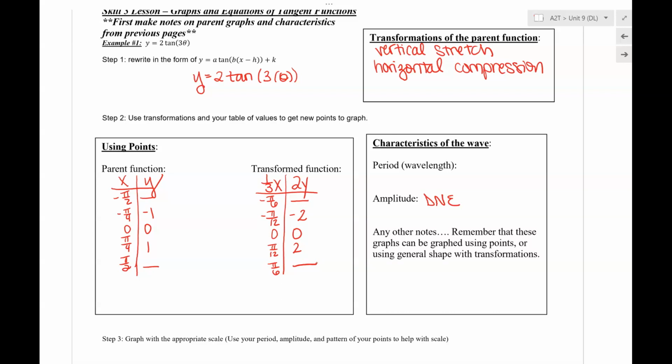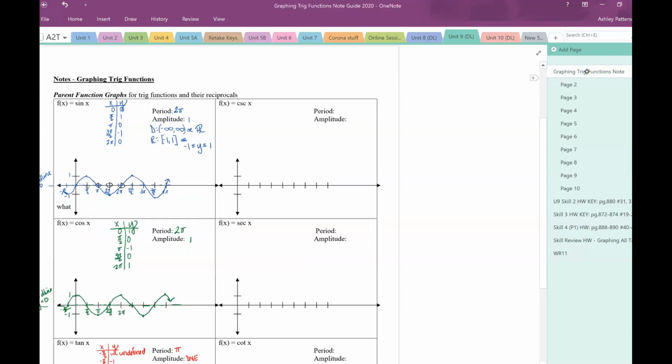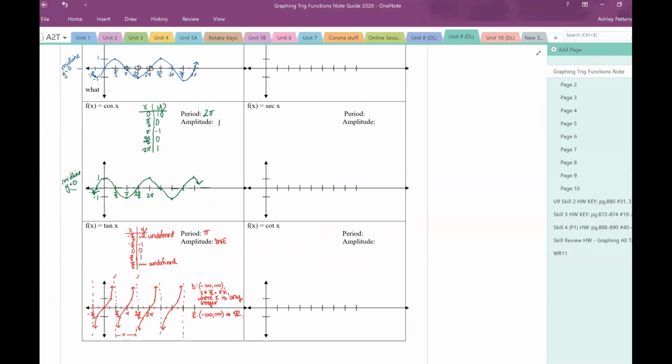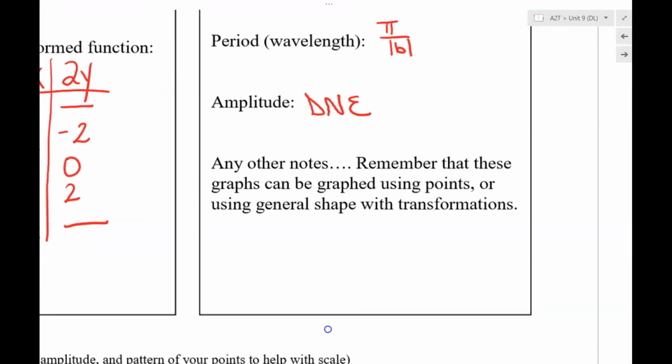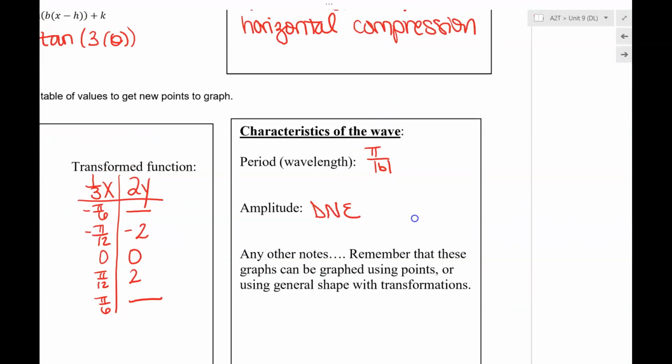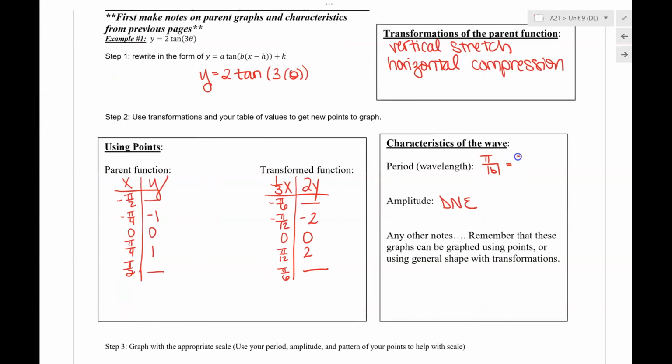Okay, for the period, it is pi over the absolute value of b. Remember, if you look at the functions, tangent is a lot shorter for it to repeat versus cosine takes that length and sine takes that length. Okay, so it's half of it for it to repeat. So that's why it's pi. So pi over the absolute value of b. Our b in this case is 3. So this is just pi over 3.